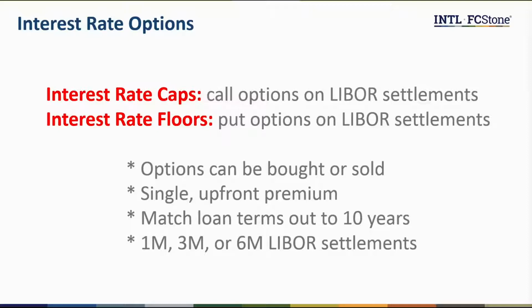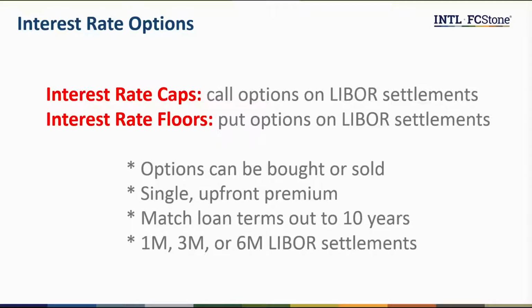Just like any other options, they can be bought and sold. There's a single upfront premium, and these caps, just like swaps, can be set up to perfectly match loan terms out to 10 years, using 1 month, 3 month, or 6 month LIBOR settlements. Most commonly, we use 1 month. The idea, just like a swap, is to set up an interest rate cap or option strategy with the same terms as either an exact loan, or sometimes a portfolio of loans, and that sets a minimum and a maximum interest rate.